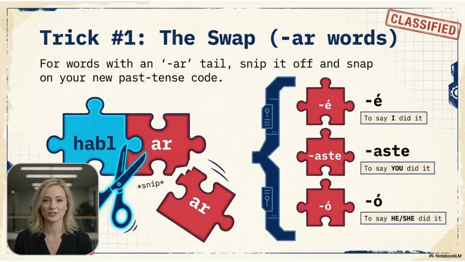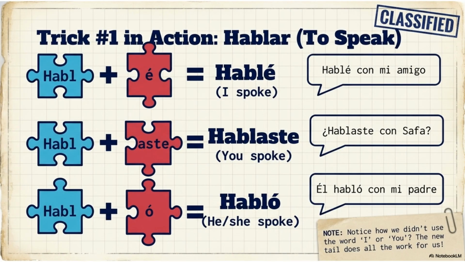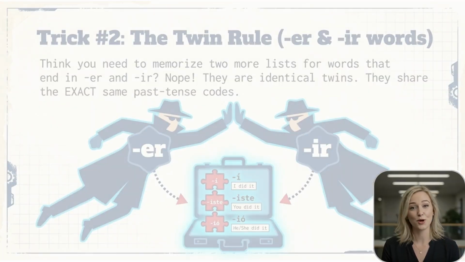Simply remove the AR tail and replace it with our specific past tense codes to indicate who completed the action. Here is that trick in action with the verb hablar. By swapping the tail, we can clearly state, I spoke, you spoke, or he or she spoke, without needing extra pronouns. Trick number 2, the twin rule.